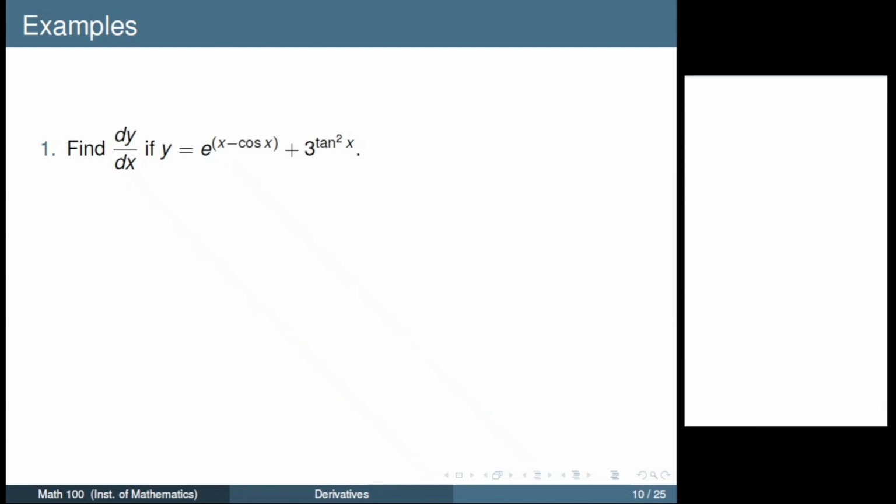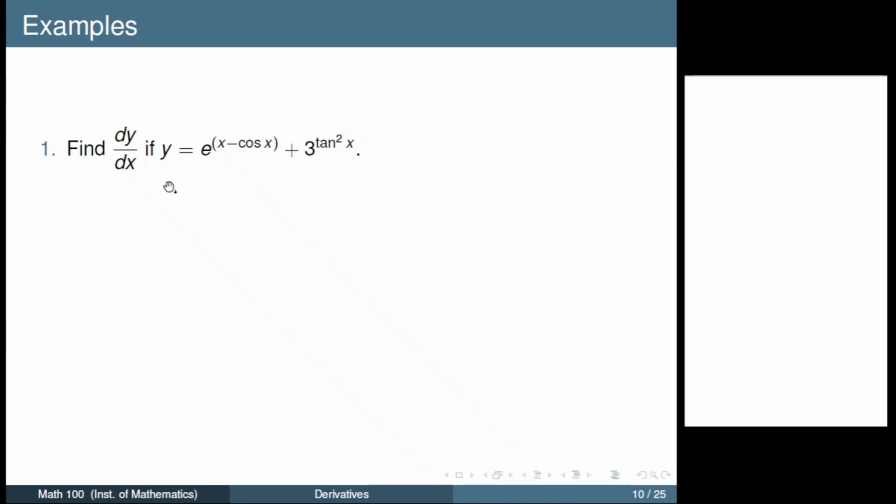Now, we can discuss the examples. Let's start with this item. We want to get dy over dx, where y is equal to e raised to the quantity x minus cosine x plus 3 raised to tangent square x. So, if you have your pen and paper with you, pwede nyo akong sabayan sa pagsasolve.